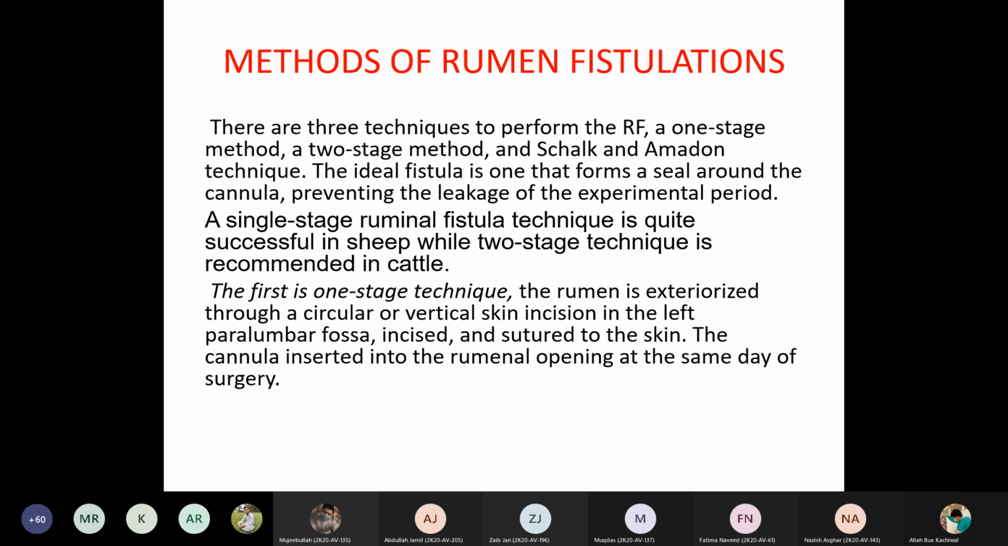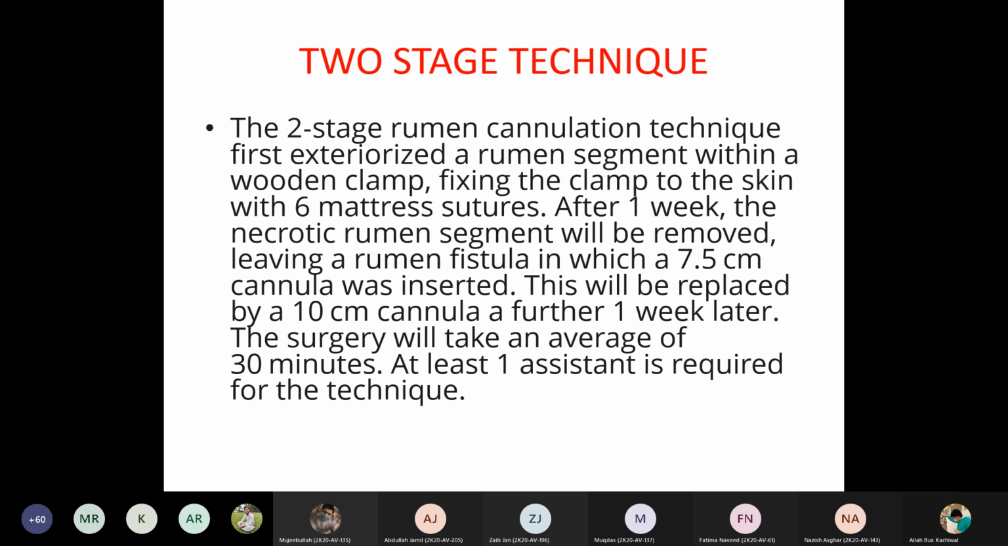The 1-stage rumen fistula technique is quite successful in sheep, while the 2-stage technique is recommended in cattle. The first is the 1-stage technique. The rumen is exteriorized through a circular and vertical skin incision in the left paralumbar fossa, incised and sutured to the skin. The cannula is inserted into the ruminal opening on the same day of surgery. So this is the 1-stage technique, which is successful in goats or small animals like sheep, whereas in cattle you have to perform the 2-stage technique.